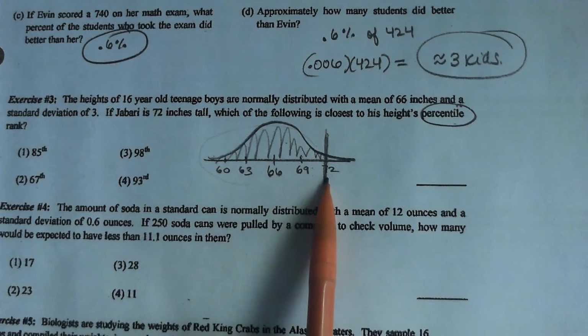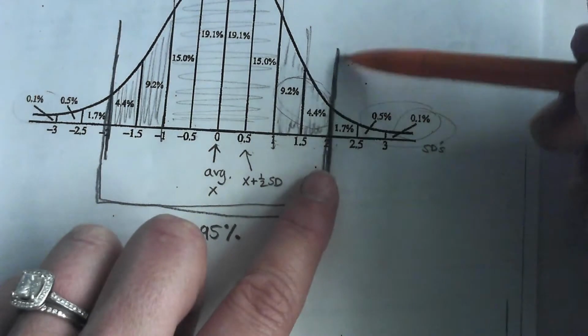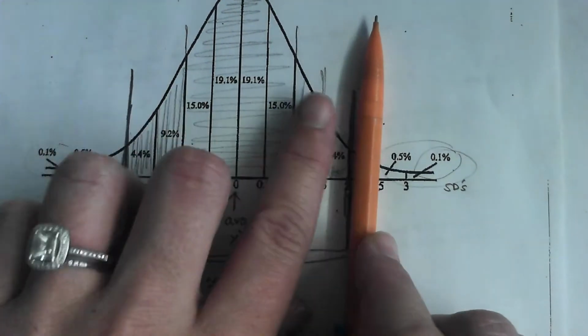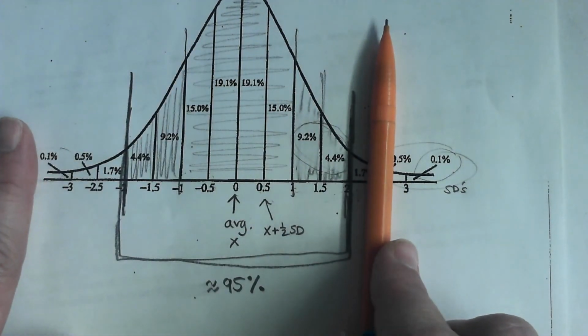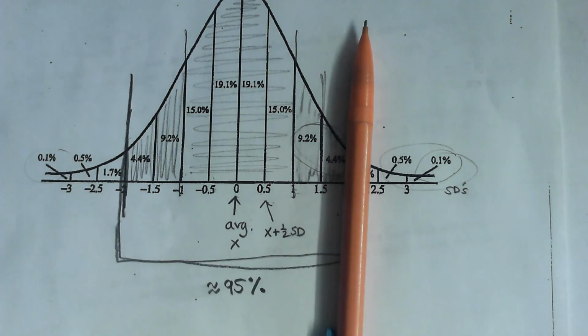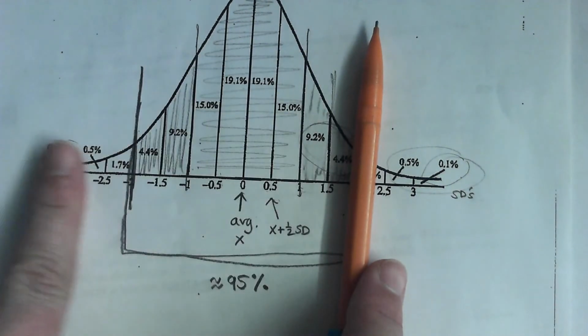So he was exactly 2 standard deviations above. He's right here. He is taller than all of these people. So we add them all up. 0.1 plus 0.5 plus 1.7 plus 4.4 plus 9.2, 15, 19.1, again 19.1, 15, 9.2, and 4.4. These all add up to 97.7% of the people.